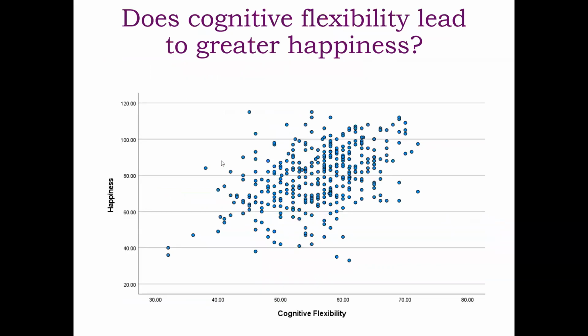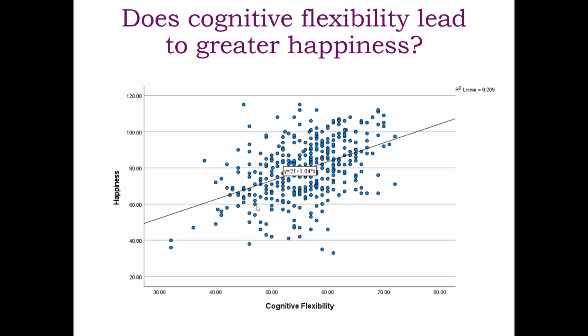So for example, we might say, does cognitive flexibility lead to greater happiness? Which is almost causal language. So maybe you should say, is cognitive flexibility related to greater happiness? Because maybe being happy makes people more flexible, right? Both things probably happen, right? If we do a scatter plot and add a regression line, we can see that regression line right here. Y equals 21 plus 1.04x, right?